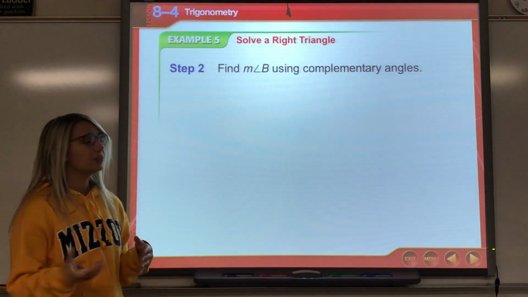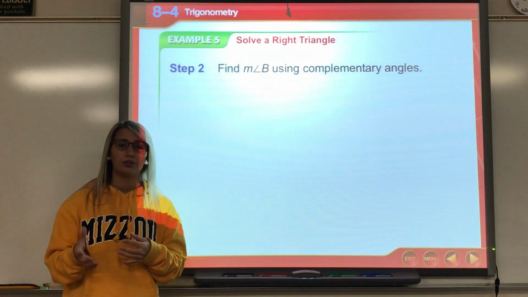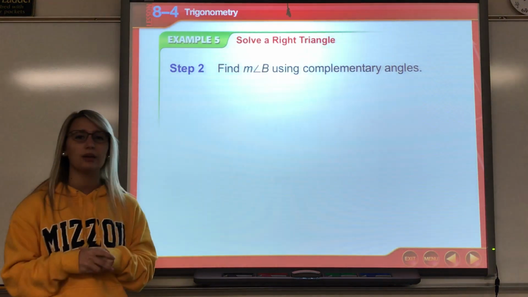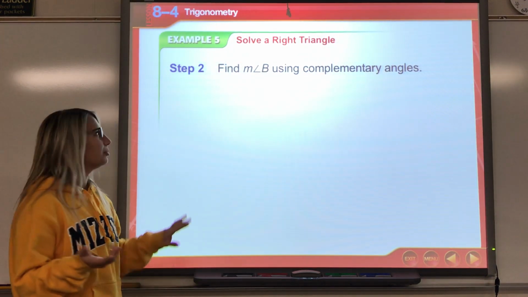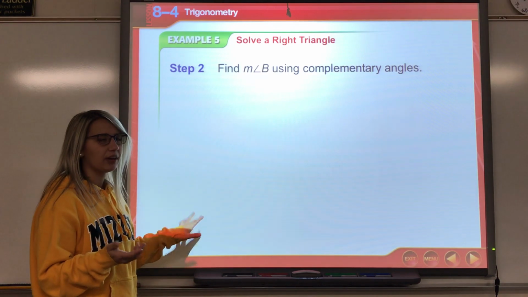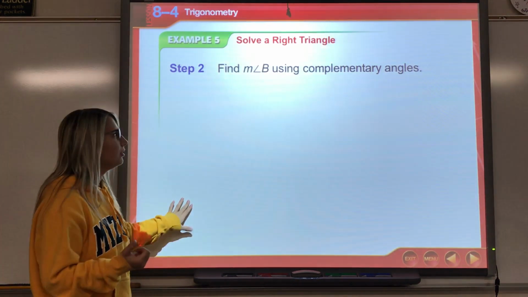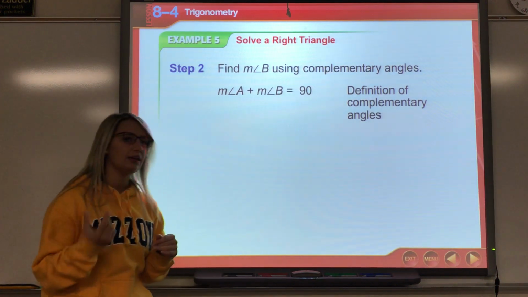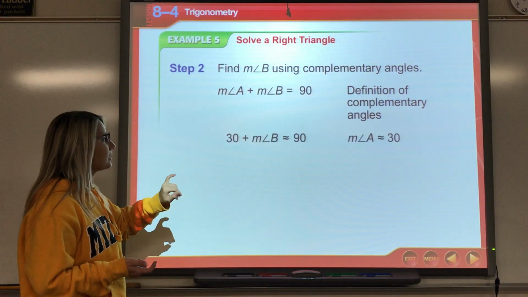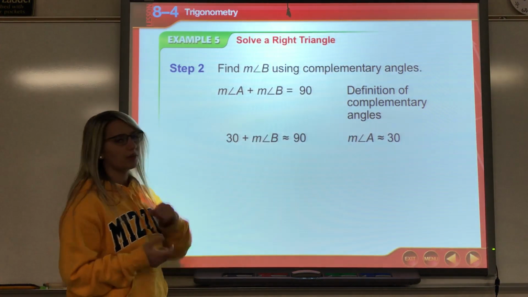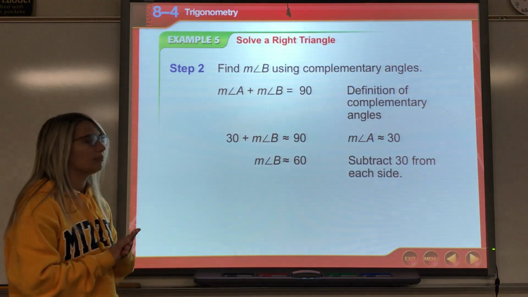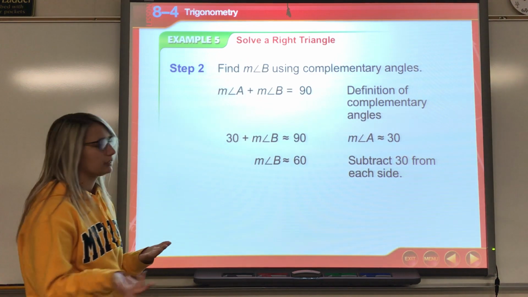So now what we could do is use these trig ratios to find the measure of angle B. But what we know is that angle B and angle A are complementary angles because we had that other right angle. So if we take the measure of angle A plus the measure of angle B equaling 90, we could sub in this 30 degrees for the measure of angle A, which we just found, and then we would find that the measure of B was about 60 degrees.